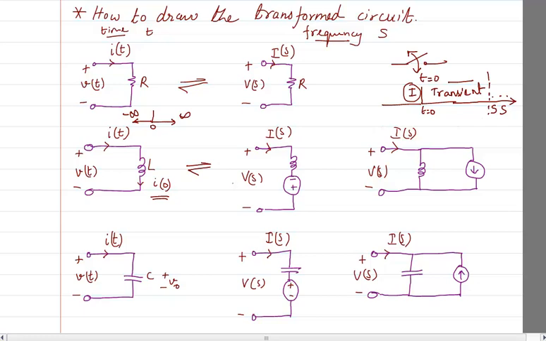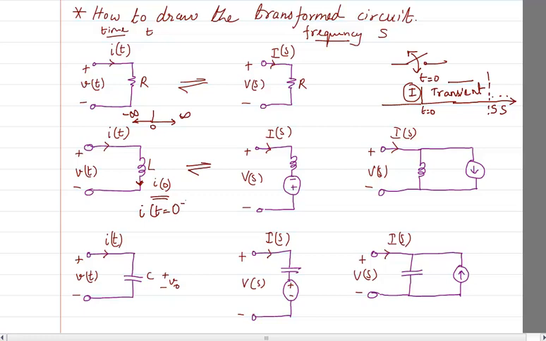So if the switch was switched on or off at some time t equal to 0, whatever current was flowing through here is the initial condition of the inductor. That means that is the initial current of the inductor L at time t equal to 0. That's why within brackets I have written 0. It means i at t equal to 0.